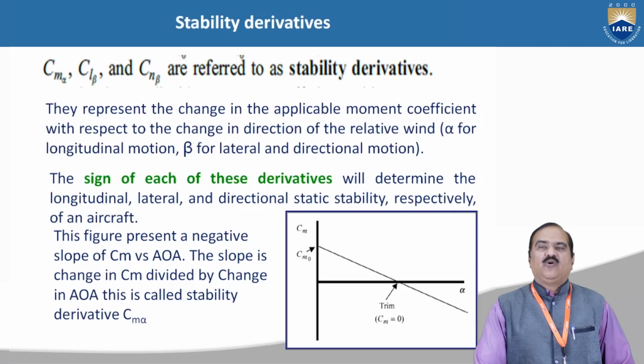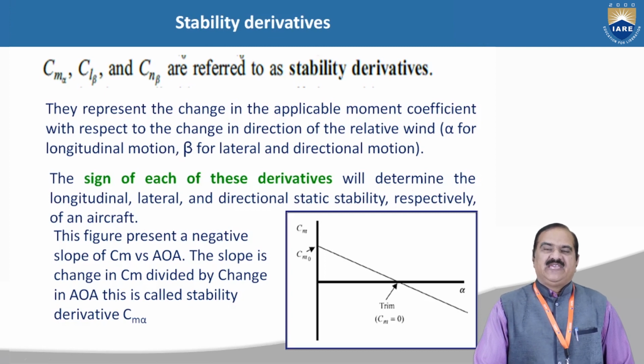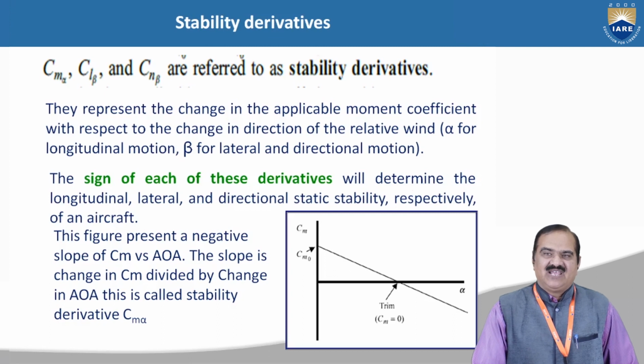Next, we move on to the stability derivatives. In the previous equations, Cm alpha, Cl beta and Cn beta are referred to as stability derivatives. They represent the change in the applicable moment coefficient with respect to the change in direction of the relative wind, that is alpha for longitudinal motion, and beta for lateral and directional motion.